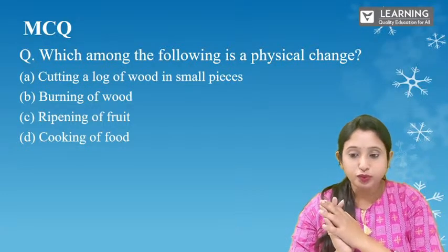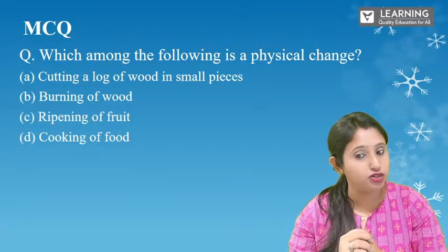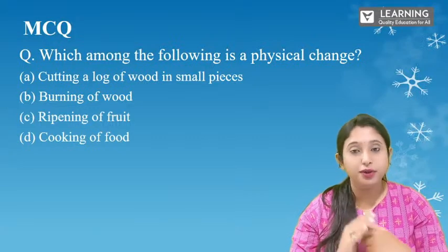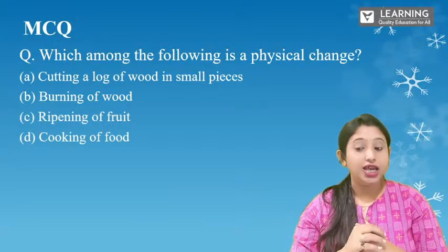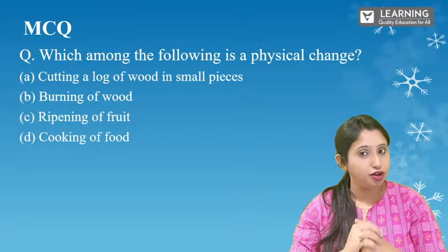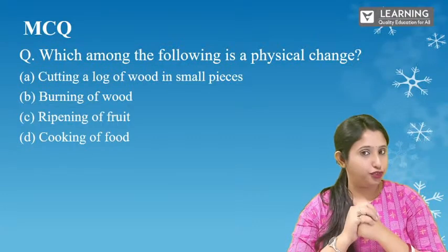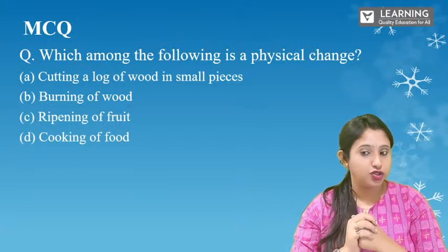Options are: number 1, cutting a log of wood into smaller pieces. Number 2 is burning of wood. Number 3 is ripening of fruit. And number 4 is cooking of food. Which one is a physical change?